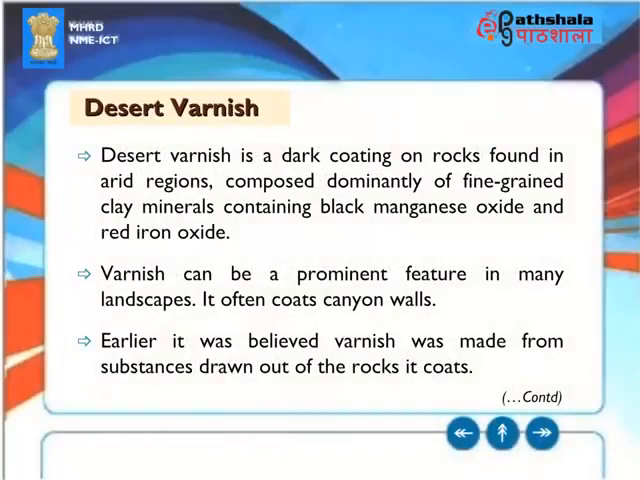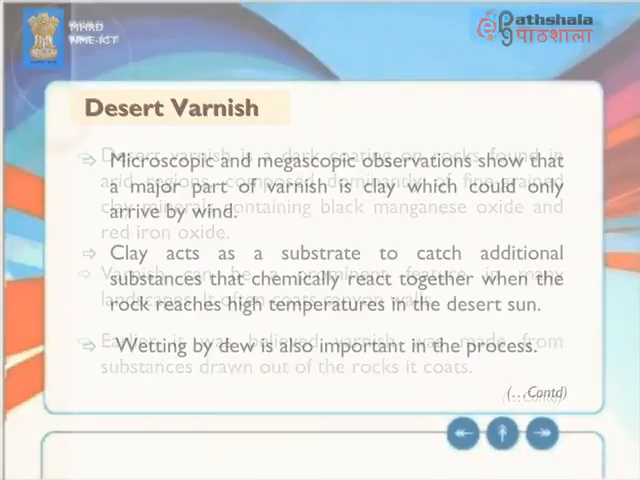Desert varnish. Desert varnish is a dark coating on rocks found in arid regions, composed dominantly of fine grained clay minerals containing black manganese oxide and red iron oxide. Varnish can be a prominent feature in many landscapes. It often coats canyon walls. Earlier, it was believed varnish was made from substances drawn out of the rocks it coats.